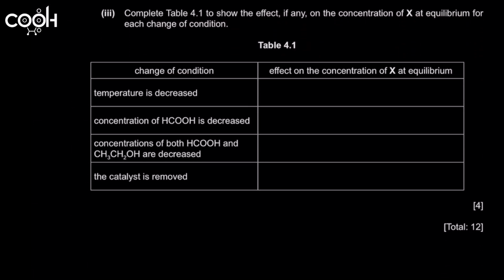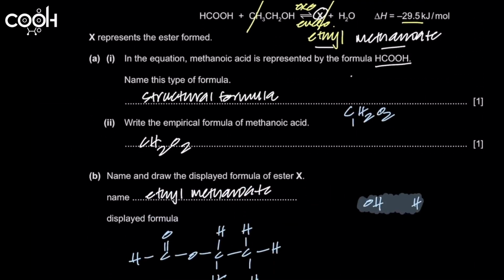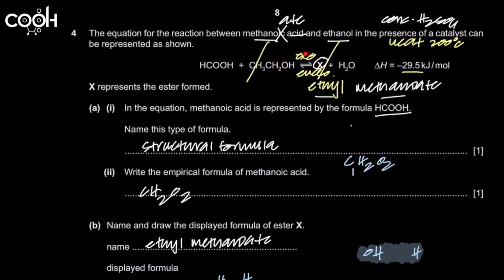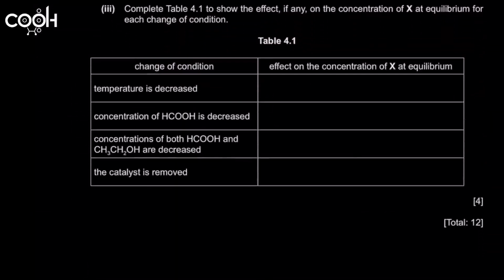So if you decrease the temperature, decrease in temperature favors exothermic, and we know that exothermic is the forward reaction. So the equilibrium should shift to the right. Look at this. Exothermic is the forward reaction. So decrease in temperature favors exo, which is the forward reaction. Therefore, the position of the equilibrium shifts to the right, and the concentration of your ester will actually increase. We say increases.